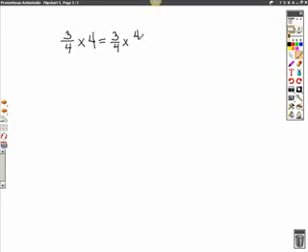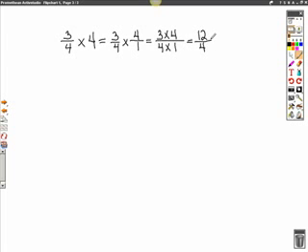And we know that any number over 1 is equal to itself, because 4 divided by 1 would indeed be equal to 4. Now we just rewrite both fractions and combine the numerators and denominators. So we'll say 3 times 4, and we'll put that over 4 times 1. 3 times 4 is 12. Fraction bar, 4 times 1 is 4.